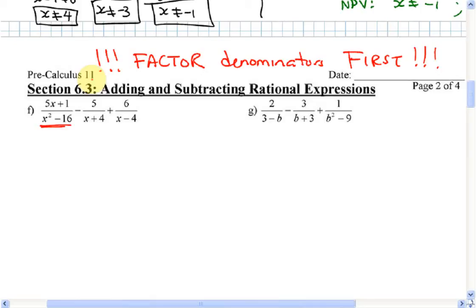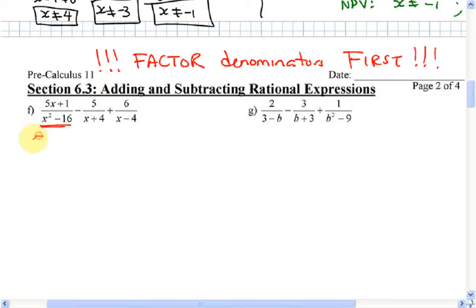Because right now, if you didn't, you might be thinking, I need a factor of x squared minus 16, a factor of x plus 4, and a factor of x minus 4. That's nasty. And I'm not that nasty, right? So can someone help me out and factor the x squared minus 16? What does that actually become? X plus 4, X minus 4. Yeah, that's a difference of squares, okay?